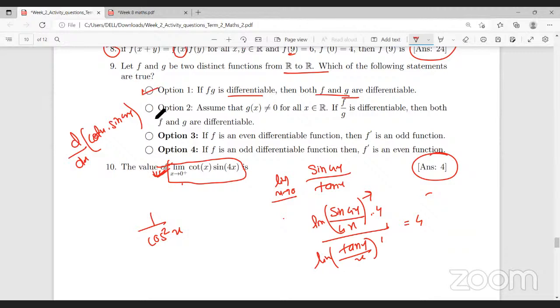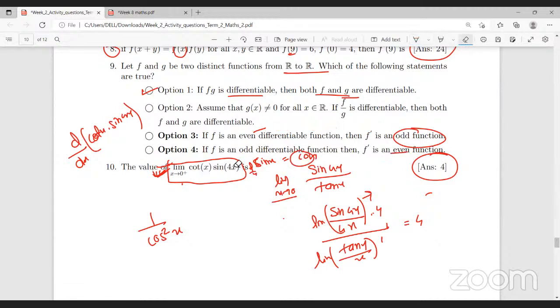You can note this down. Next: even differentiable function, then f' is odd function. Any even function you know? Any odd function you remember? Cos x is even. The derivative of cos x will be minus sin x, that will be an odd function. And the derivative of the odd function sin x equals cos x, that is an even function.